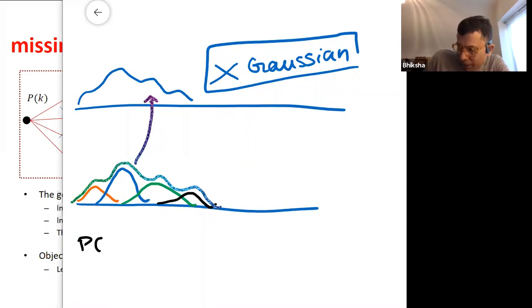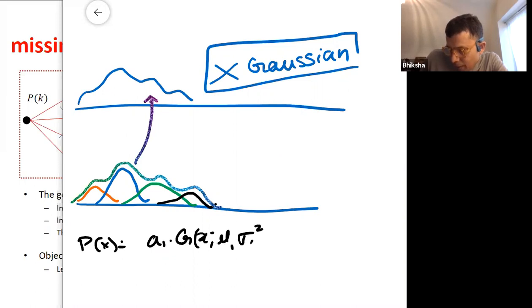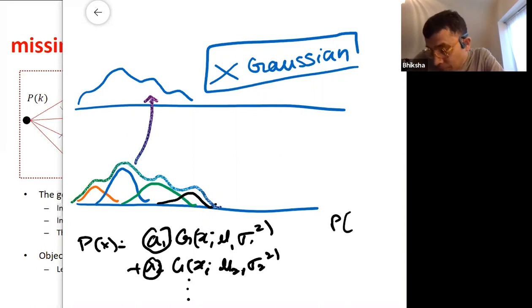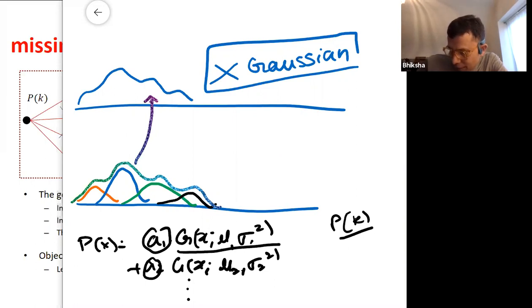So the probability of any x is going to be some A1 times Gaussian of x with mean 1 and variance 1, plus some A2 Gaussian of the data with mean 2 and variance 2, and so on. These A's are actually the probability of the Gaussian. You can think of this as the proportion of the Gaussian. I can also call this P of k for the kth Gaussian. This is the kth Gaussian itself, and you're getting a weighted sum of these 4 Gaussians, which will fit the probability distribution of your data.